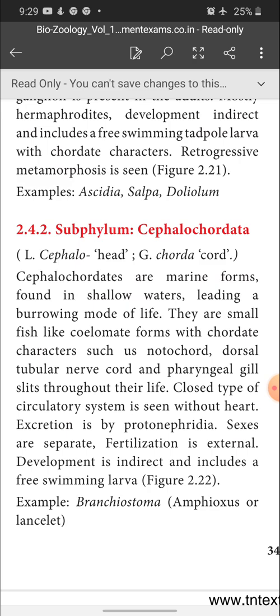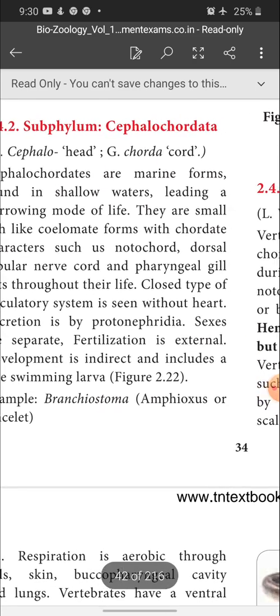Excretion is by protonephridia, and sexes are separate. Fertilization is external. Development is indirect and includes free swimming larval forms, right? And examples for this are Branchiostoma, Amphioxus or lancelet.